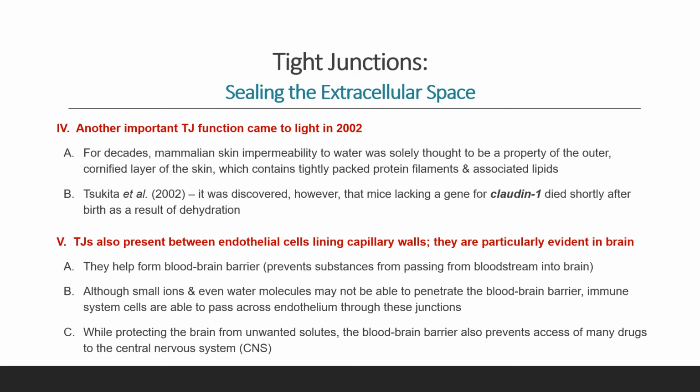Okay, so tight junctions are also present between endothelial cells lining capillary walls and are particularly evident in the brain as well. So they help form the blood-brain barrier, which actually prevents substances from passing from the bloodstream into the brain. Although small ions and even water molecules may not be able to penetrate the blood-brain barrier, immune system cells are able to pass across the endothelium through these junctions. And while protecting the brain from unwanted solutes, the blood-brain barrier also prevents access of many drugs to the central nervous system.